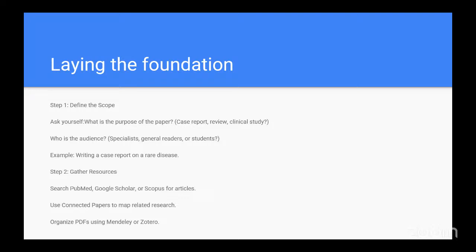Step 2, we have to gather resources. For example, search PubMed, Google Scholar, or Scopus for articles. Use Connected Papers to map related research, and we can organize PDFs using Mendeley or Zotero.